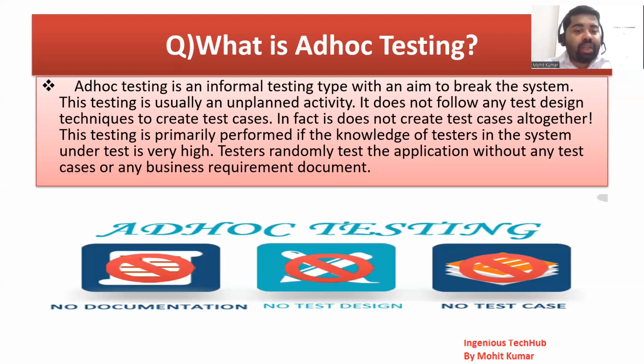This testing is primarily performed if the knowledge of the testers in the system under test is very high. Understood, right? You are already an expert in this application. You have been working on it for a long time. You are an expert in this domain, so that will help us. Testers randomly test the application without any test cases or business requirement document, because you already know everything about your application. So here we don't have test cases or any requirement document. That is called ad hoc.